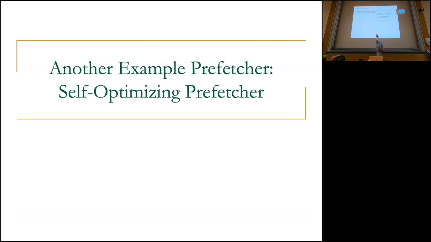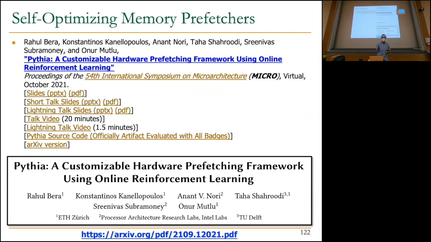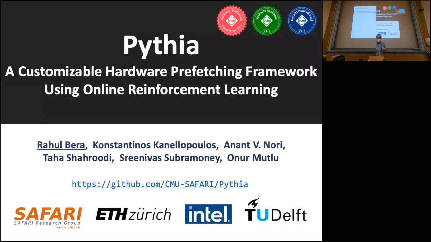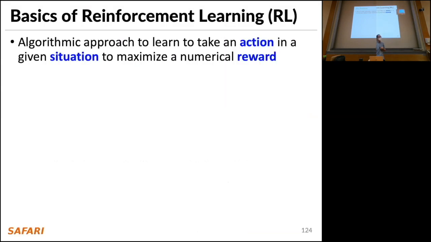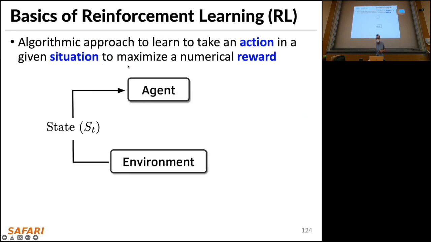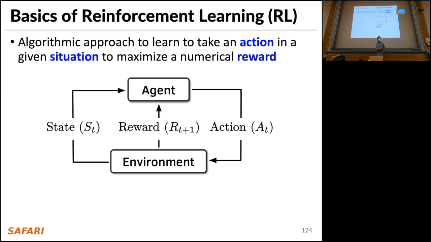Another example is machine learning. I kind of said that, right? This is a paper that we have recently written, led by Rahul. Konstantinos is also there. The idea here is to use reinforcement learning to actually detect these patterns. This is a very algorithmic approach to learn to take an action in a given situation to maximize a reward. All of us are reinforcement learning agents. We examine our environment, look at the state, take an action, and get rewards. This is a very fundamental way of learning, very different from neural networks. Of course, you can use neural networks to do reinforcement learning.